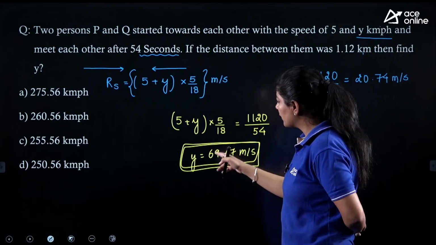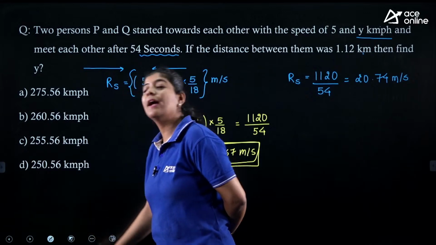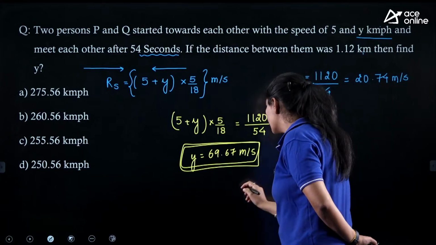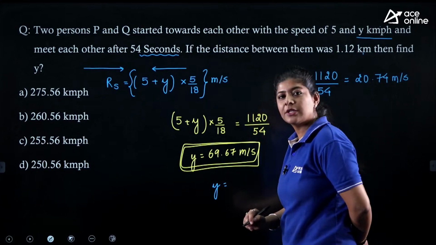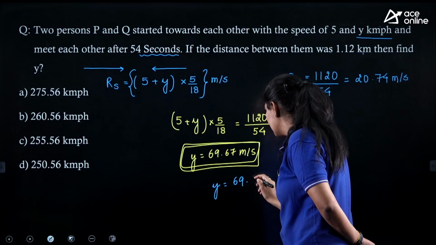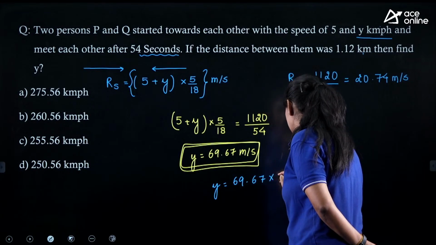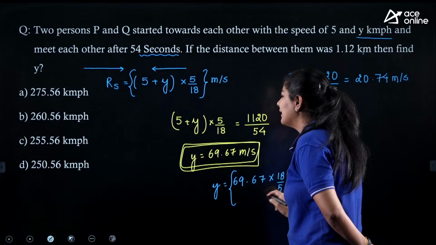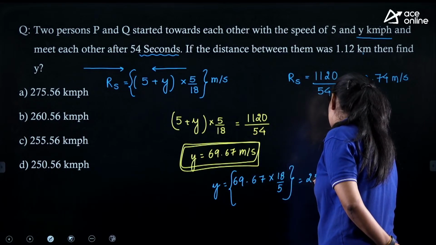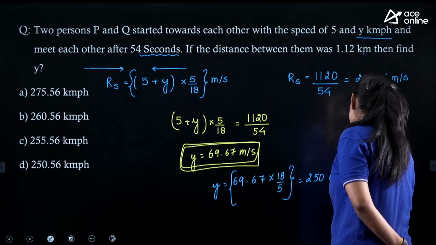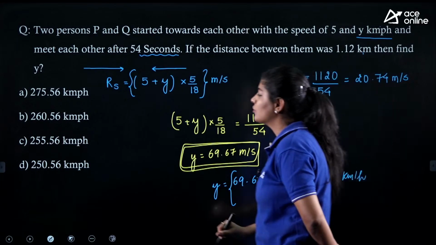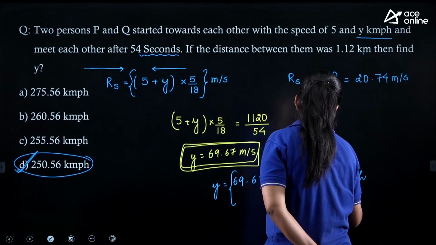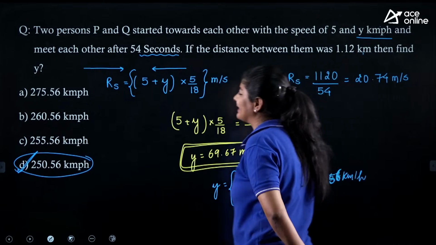So now if I want to convert this value into kilometers per hour, again what I have to do is multiply this by 18 by 5. And when you solve it, the ultimate answer that you get is 250.67 kilometers per hour. That means your option number D is the correct one. Sorry, 250.67. Option number D is the correct one.